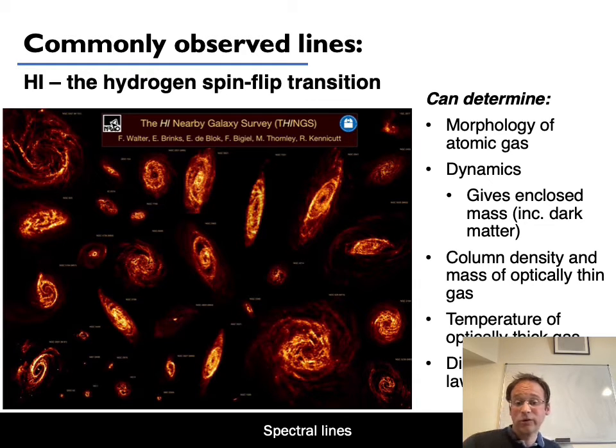In addition to that, it of course tells you about the abundance of atomic hydrogen in that galaxy. So it tells you about its column density, and you can also use it as a diagnostic for determining its temperature, particularly for the optically thick gas, through the absorption line. You can also use the dynamics to determine the baryonic Tully-Fisher relation, which also allows you to measure the Hubble constant. So not only that, it has quite important applications to cosmology as well. This is a workhorse of radio astronomy spectral line work, and it's a very important transition.